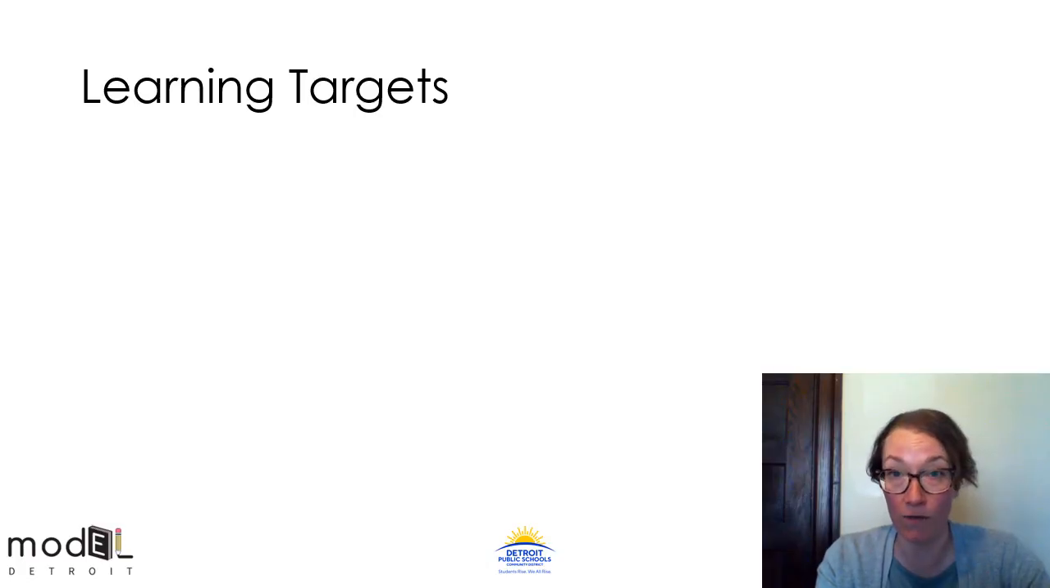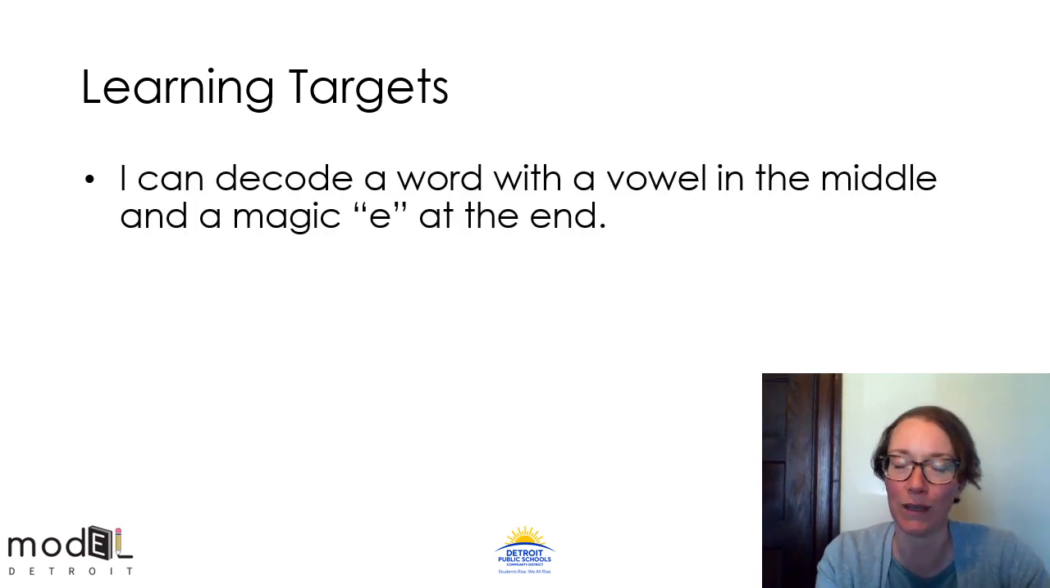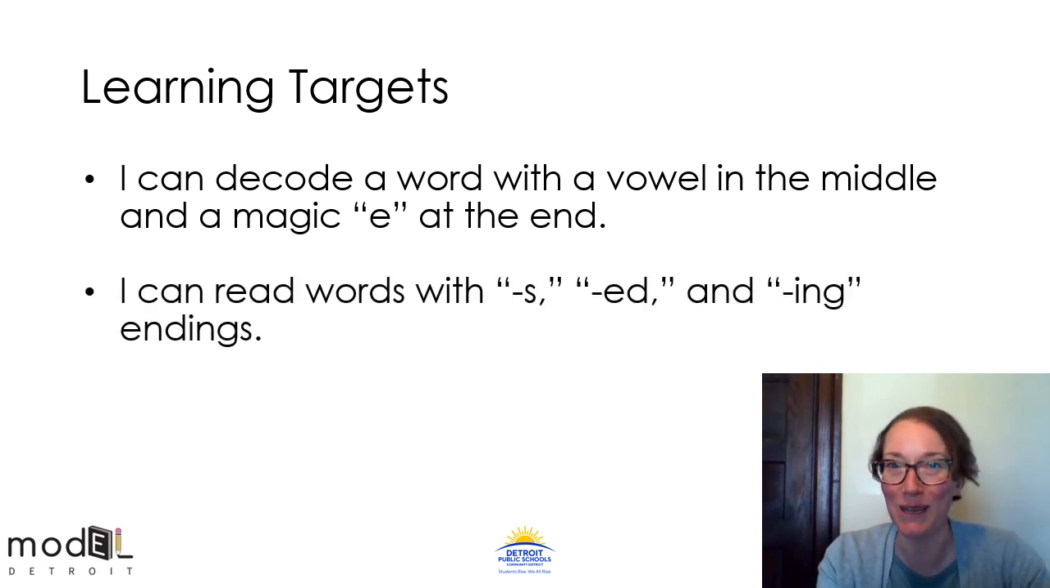As we get into the main part of our lesson today, I want to go over our learning targets. The first one is familiar. It says, I can decode a word with a vowel in the middle and a magic E at the end. That's what we've been doing for the past few weeks, and we're going to continue to do it. The next one is something new. It says, I can read words with S, ED, and ING endings. So we're going to take those words with the magic E, and we're going to add to the end of them and continue to read them.